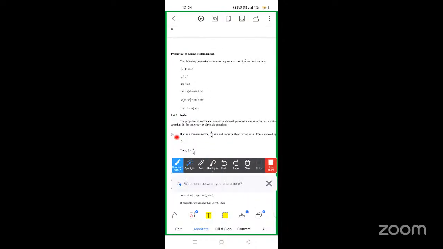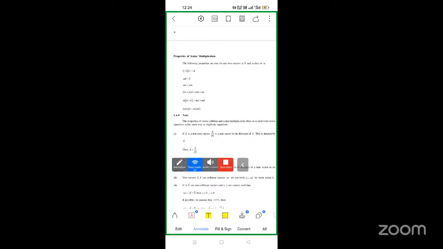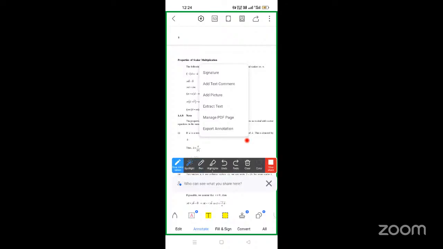Note: the properties of addition of vectors and scalar multiplication allow us to deal with vector equations the same way as algebraic equations. If A is any non-zero vector, A bar by mod A bar is the unit vector in the direction of A bar. It is denoted by A hat.